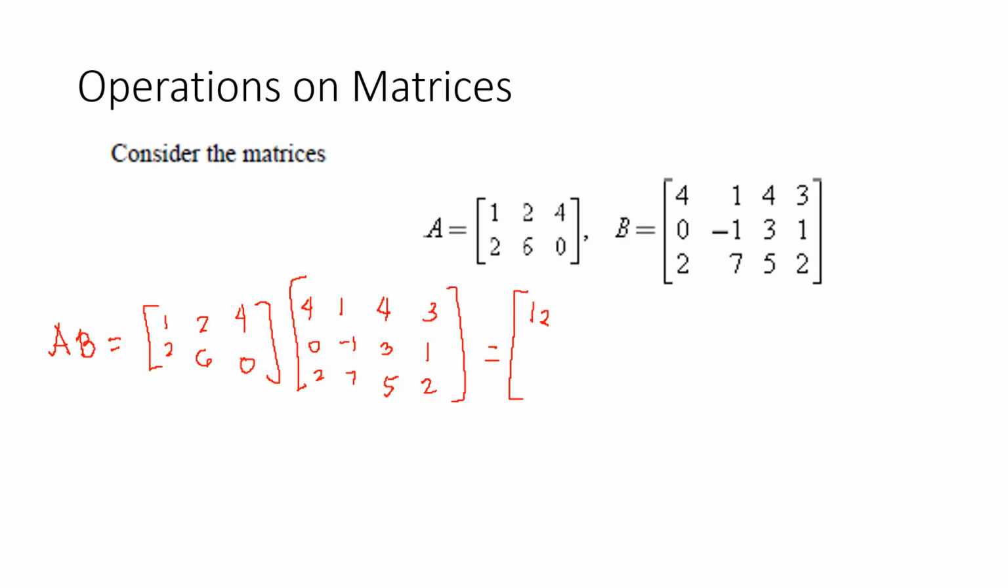Now if we are going to get the element 1, 2, then what you're going to do is you have 1 times 1, then 2 times negative 3, then 4 times 7, then add them together. So you have here 1 times 1 minus 2 times 3 plus 4 times 7 is equal to 27.